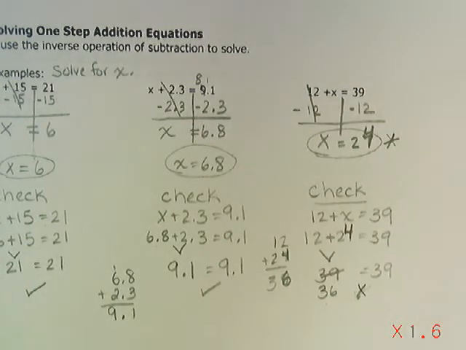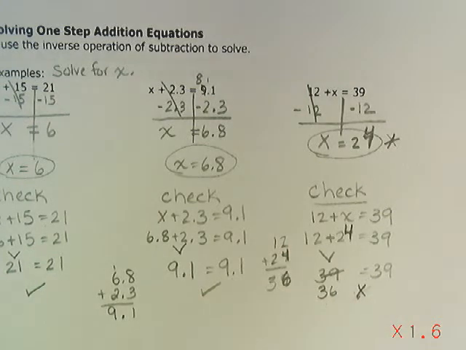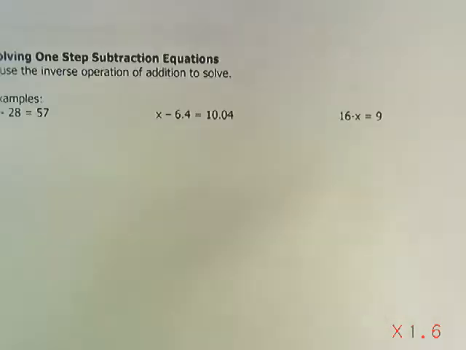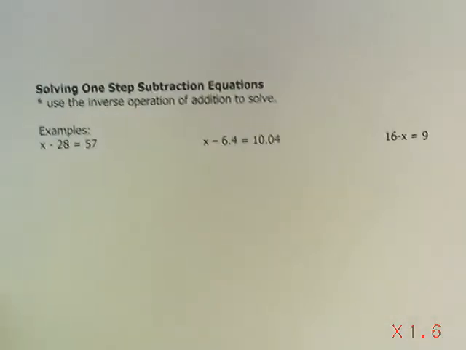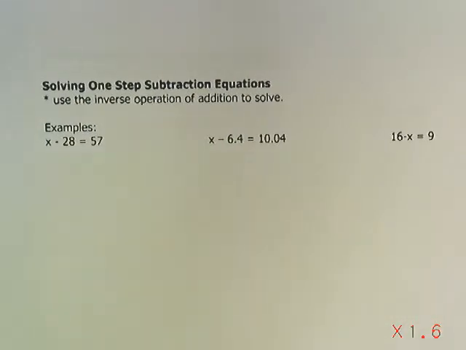So I've got to go back and look at my work one more time if this check does not check out. All right, let's move on to some subtraction problems. Our first one here is x minus 28 equals 57.